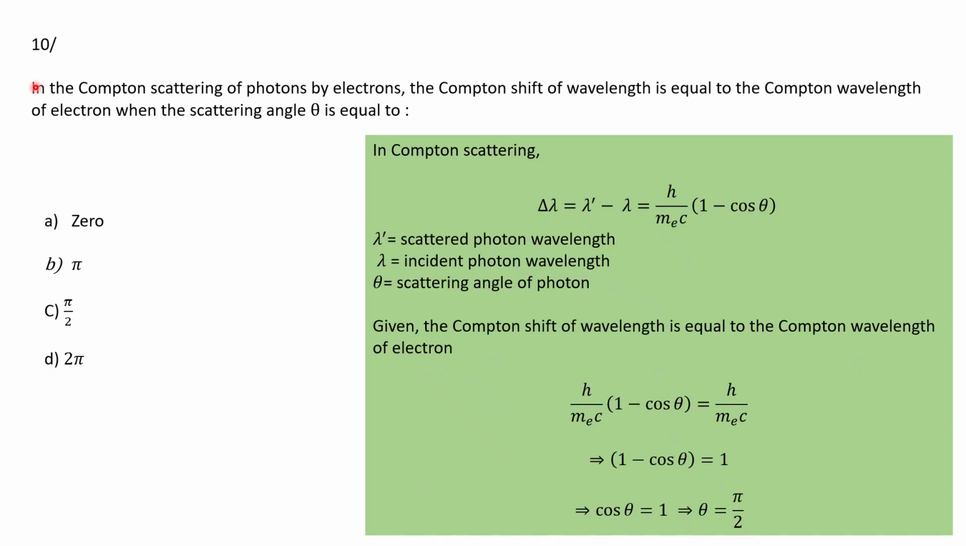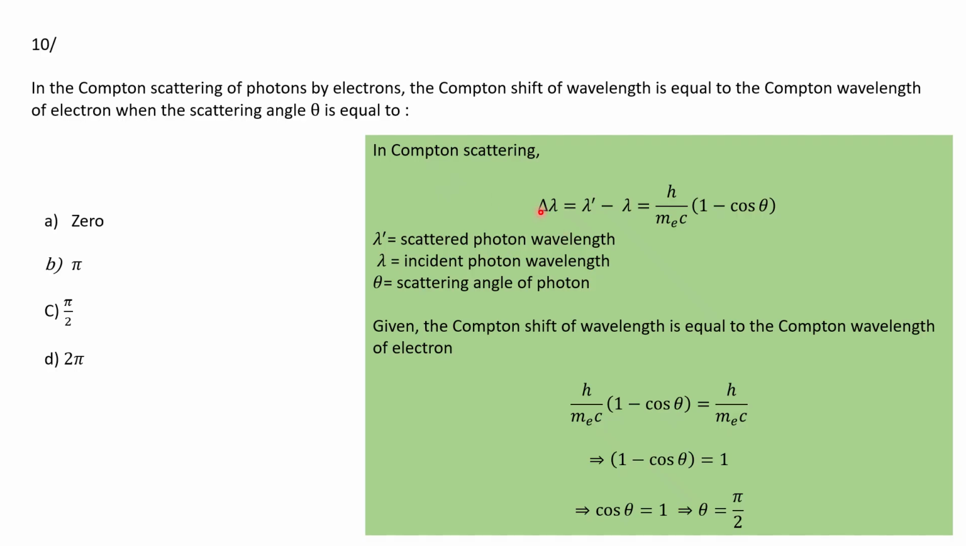Then, in the Compton scattering of photons by electrons, the Compton shift of wavelength is equal to the Compton wavelength of the electron when the scattering angle theta is equal to... So we basically have to find out theta. Okay, so in Compton scattering, we know what happens.